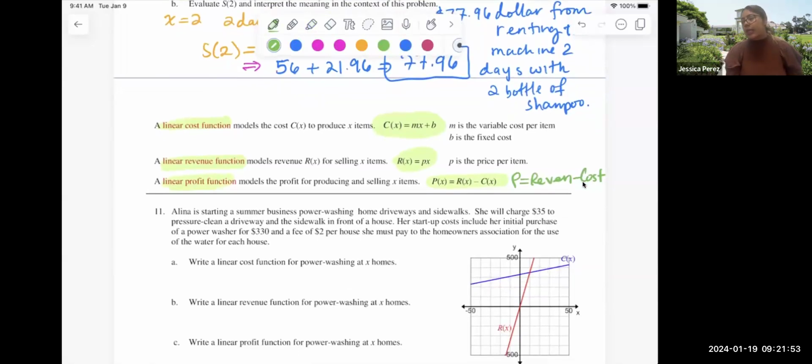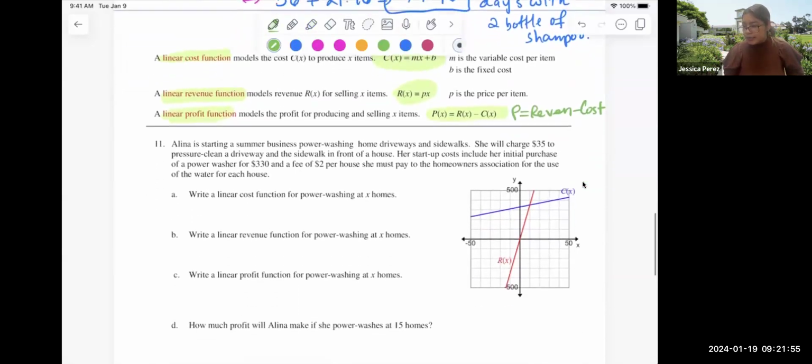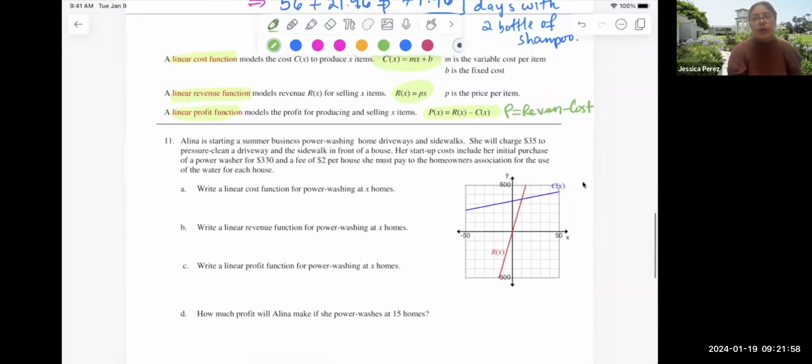So why do we need these three pieces? Because in the next part of the section, we're actually going to start applying them. So let's go ahead and do that. Let's start by reading the problem.